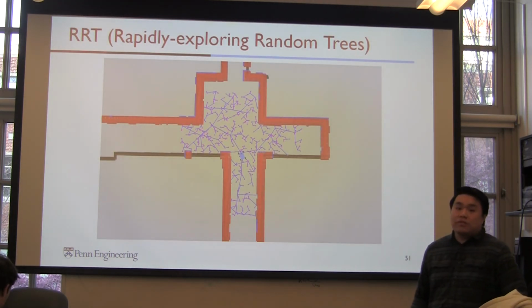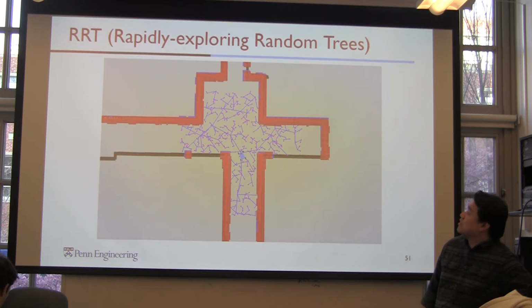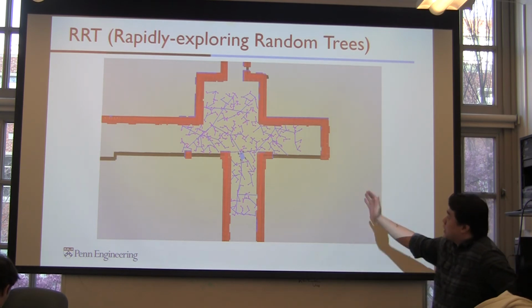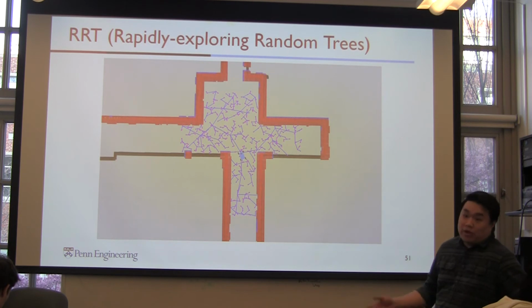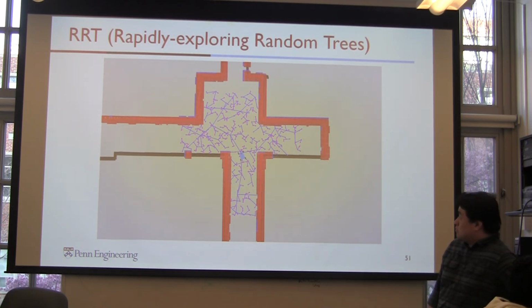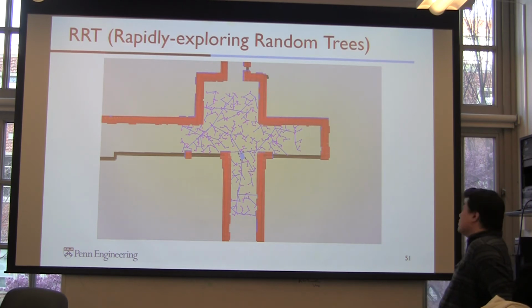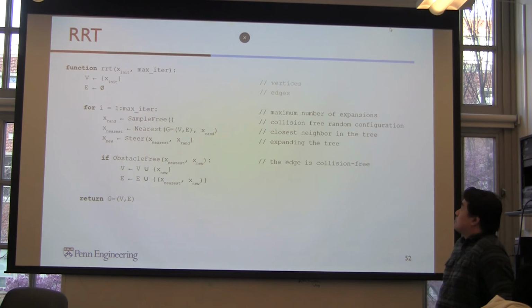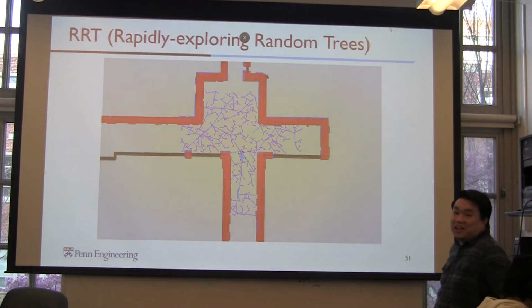So one of the examples we're going to introduce is RRT, rapidly exploring random trees. As you can see in the picture, in one iteration of the algorithm, it explores the space with a tree-like structure. Actually, any questions so far?